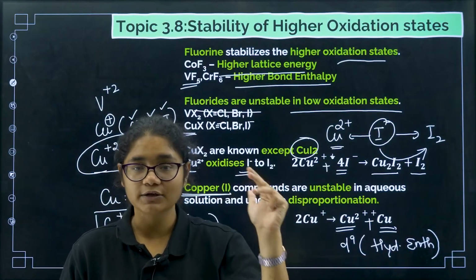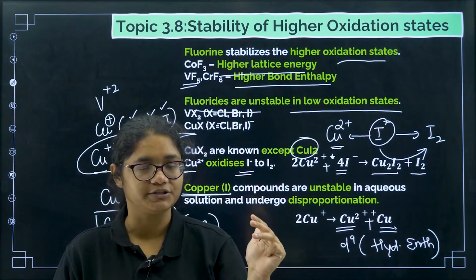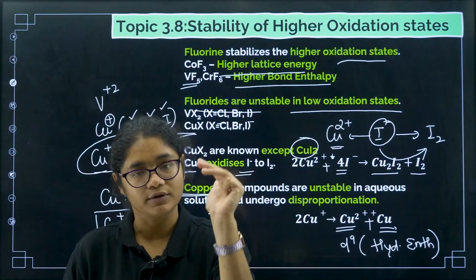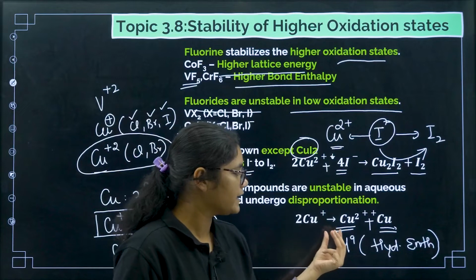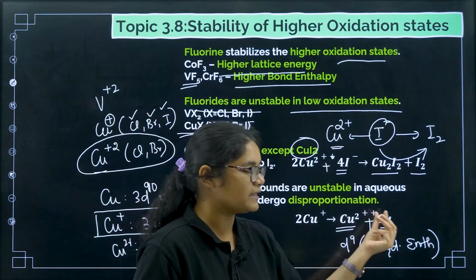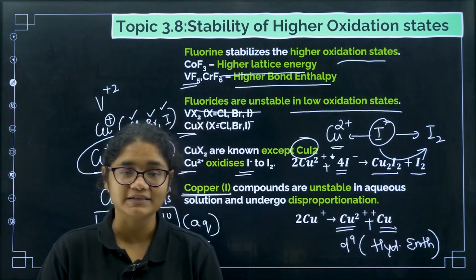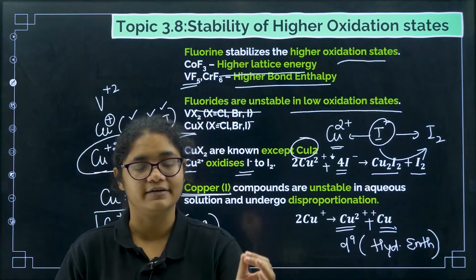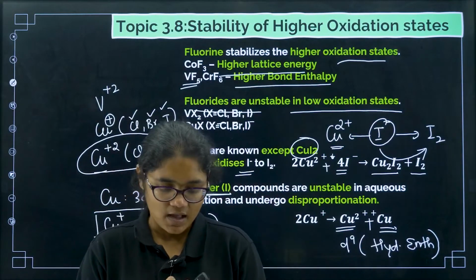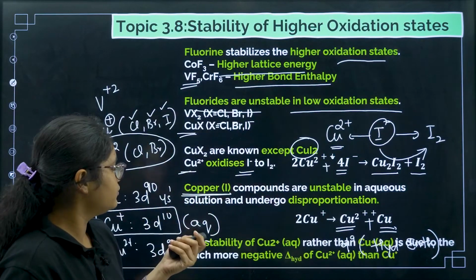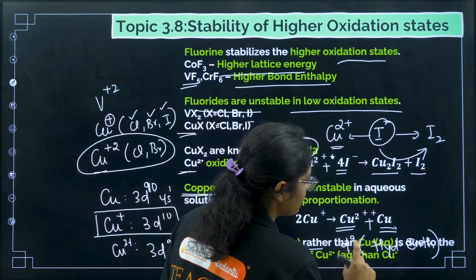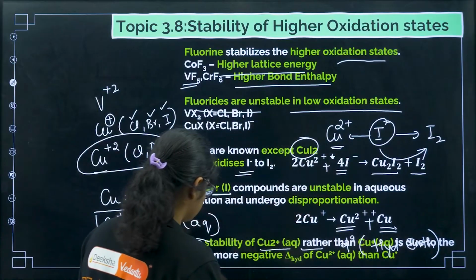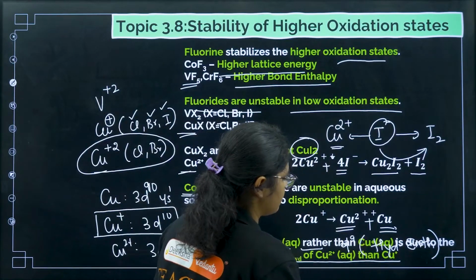Fourth point, Cu+ having d10 configuration is still unstable if you keep it in aqueous medium. It immediately undergoes a disproportionation reaction and gets converted to Cu2+ and Cu. Now why is Cu2+ stable? Because of negative hydration enthalpy. Okay, fine. The stability of Cu2+ in aqueous medium rather than that of Cu+ is due to the much more negative hydration enthalpy of Cu2+.